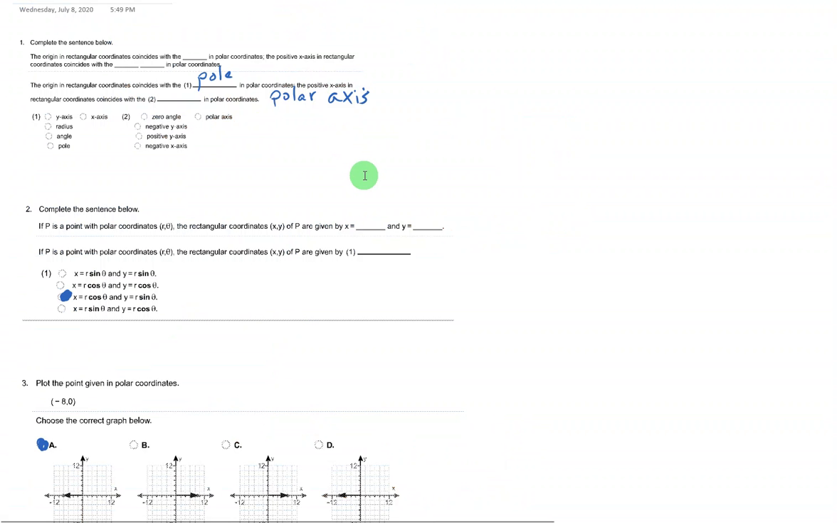So again, we start out with some language, complete the sentence below. The origin in rectangular coordinates coincides with the pole. So you choose that out of this drop-down menu. And the positive x-axis in rectangular coordinates coincides with the polar axis. If P is a point with coordinates r theta, the rectangular coordinates x, y are given by x equals r cosine theta and y equals r sine theta.